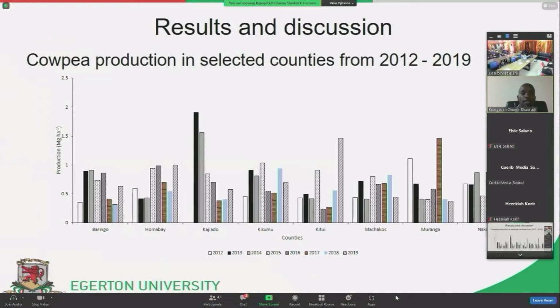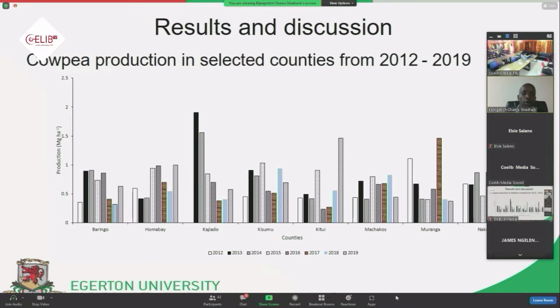And the results show cowpea production in the selected counties. This shows that cowpea production is below the potential yield in most of the counties, with Kajiado County having the highest in 2013. Actually, it supersedes the potential yield, and this will be explained in the land suitability maps.